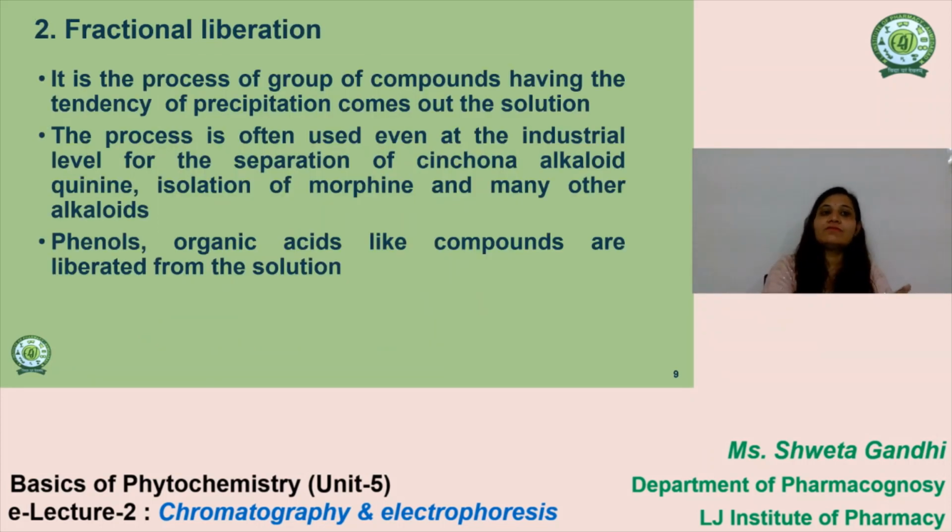Next is fractional liberation. We have already done fractional crystallization. Now this is fractional liberation. It is a process for a group of compounds. Those compounds which have a tendency to precipitate out of the solution are separated through fractional liberation. The process is often used at the industrial level for the separation of cinchona alkaloids, quinine, isolation of morphine, and phenols, organic compounds or organic acids are separated by this method.